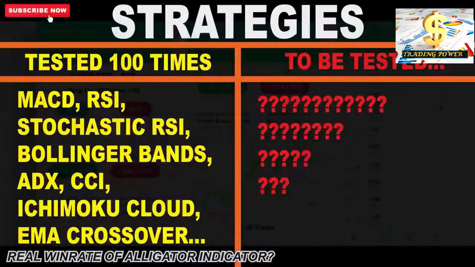The MACD and Bollinger Band strategy that I tested 100 times had good win rates as well. Check out my MACD video if you want a better strategy, or check out the Ichimoku Cloud strategy video to see its real win rate.